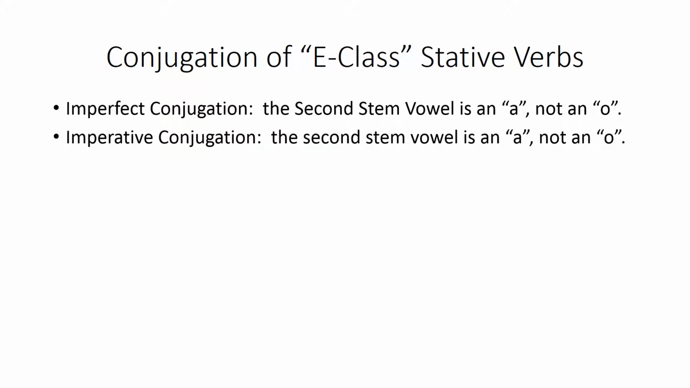In the imperative conjugation, the second stem vowel is also an A, not an O. And of course, that's because what happens in the imperfect also happens in the imperative because the imperative is formed from the imperfect. So in the imperative, the second stem vowel is an A, not the expected O.